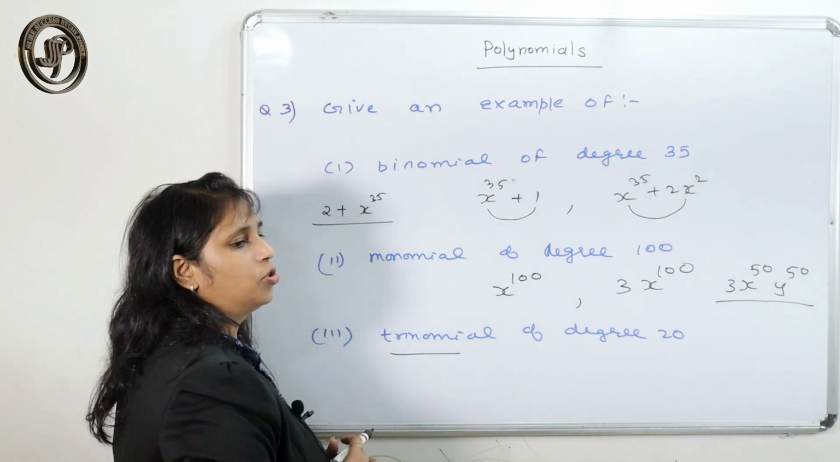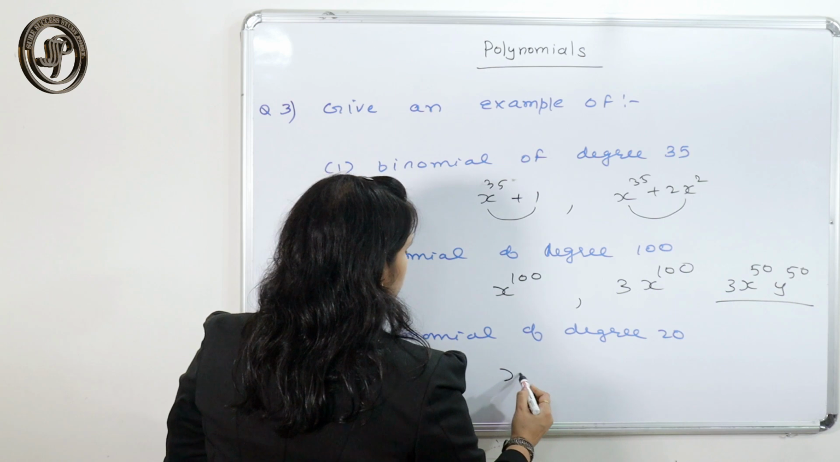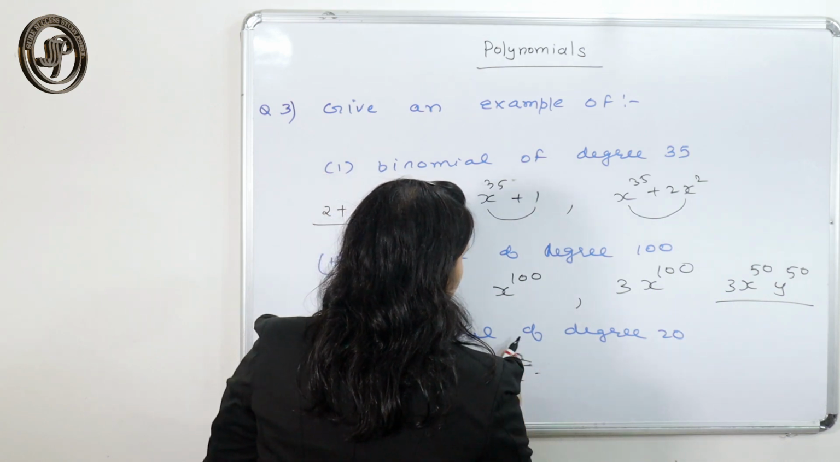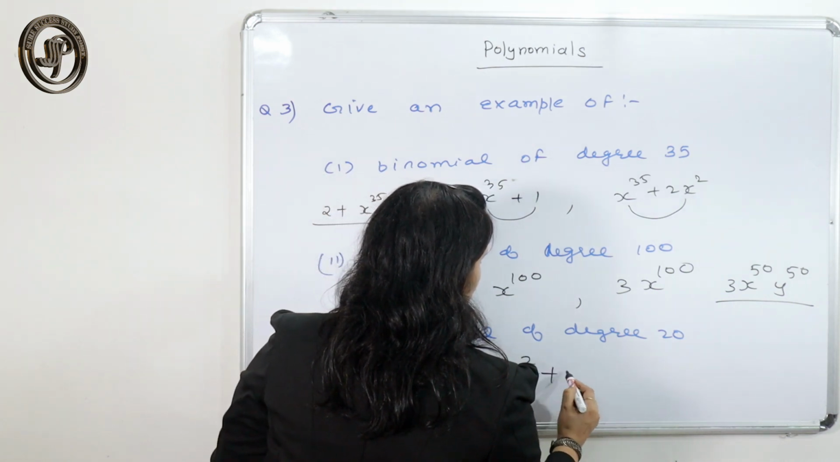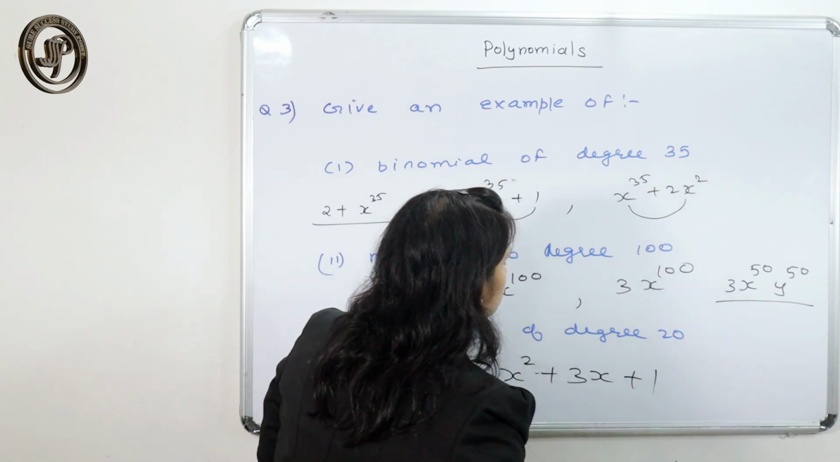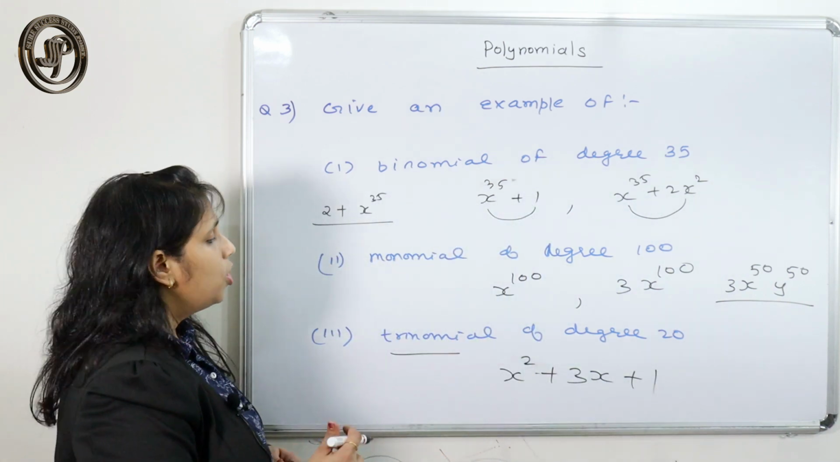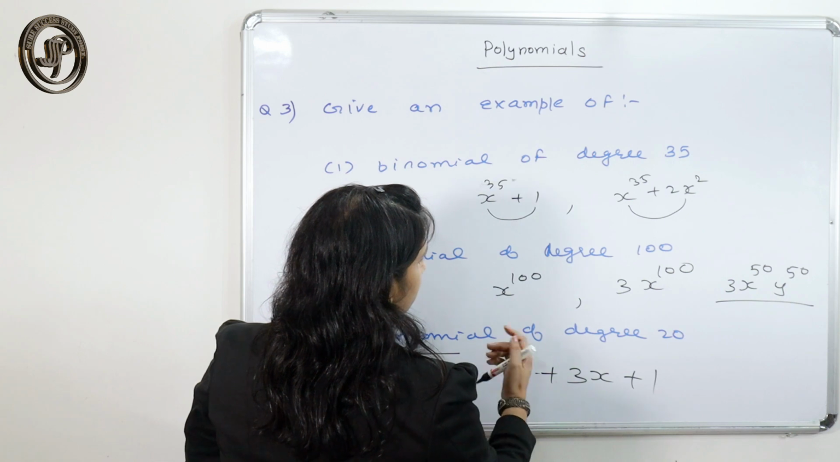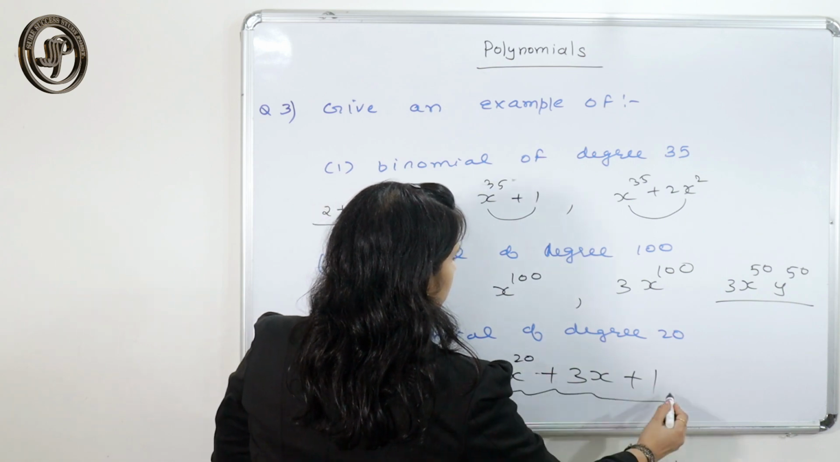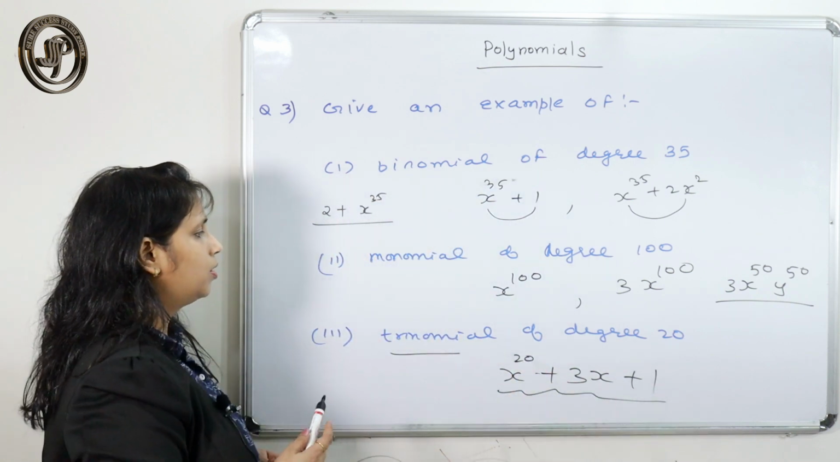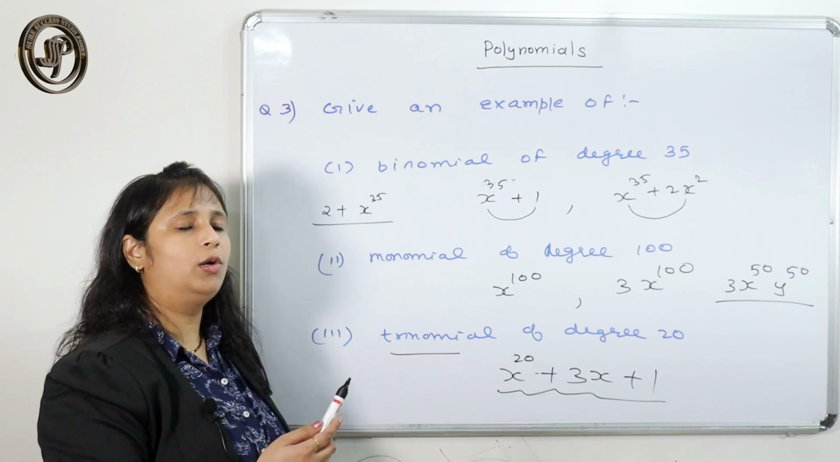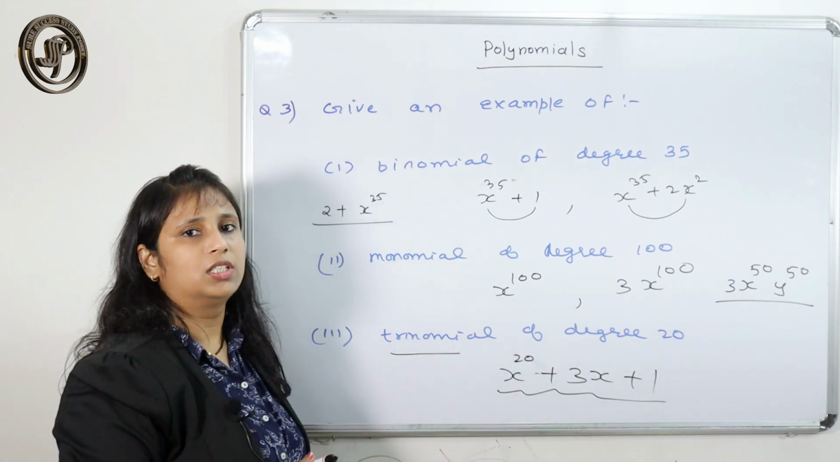Trinomial of degree 20. So here you just have to write a trinomial, meaning your expression should contain three terms. Now you can make the degree 20. You can put the degree 20 with any of these terms.